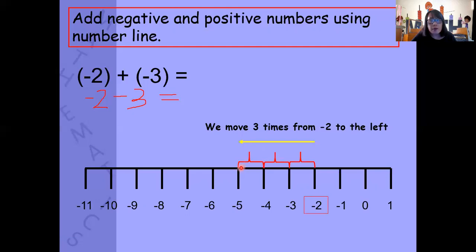So where did I stop? What number? I stopped at -5. So what is the answer then? The answer of -2 and -3 is -5. Is that clear? Okay, I'm going to give another example.